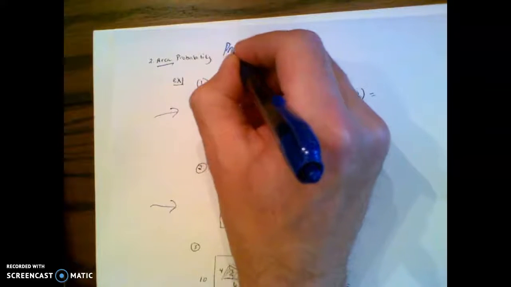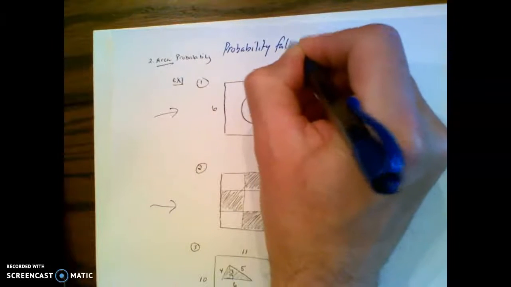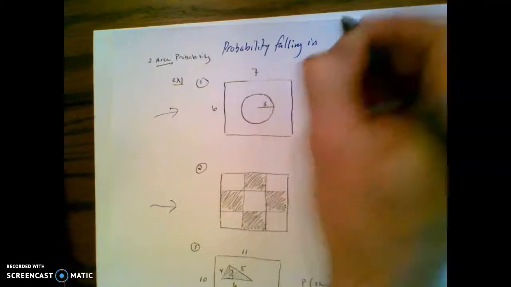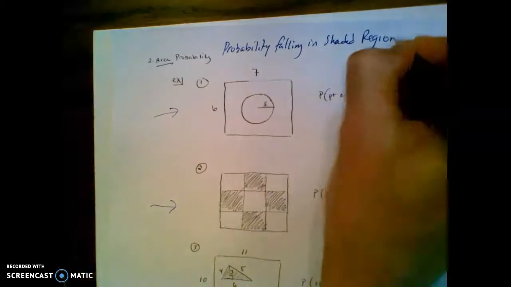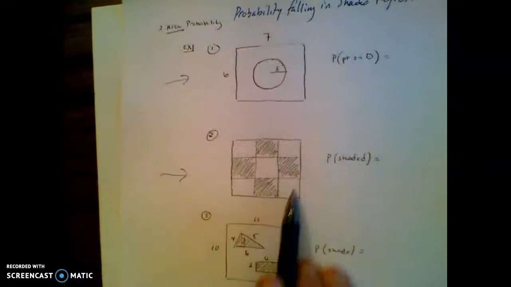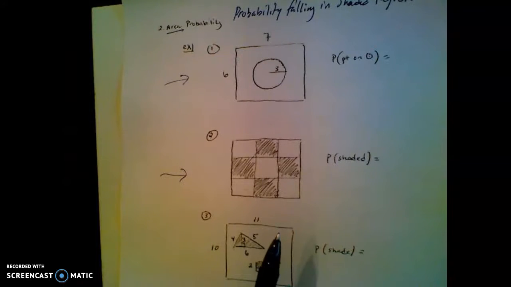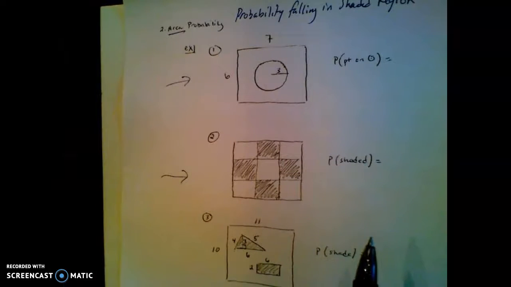The probability of falling on the shaded region is what we're looking for. Probability of falling in the shaded region. You can kind of view it as a dartboard. If you're throwing darts at a dartboard here, the dart has to fall on the board. That's the only rule. It can't hit the wall or fall off and land on the ground. It has to land on the dartboard somewhere.